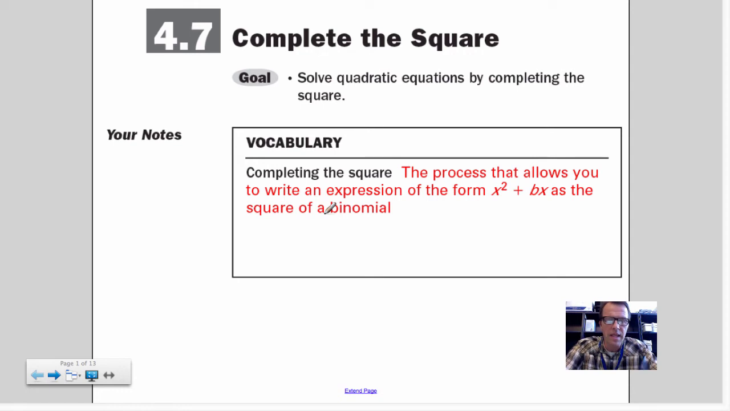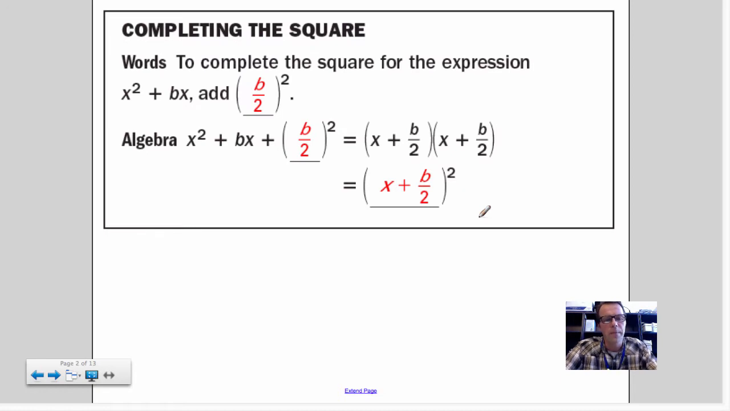It's the process that allows you to write an expression of the form x squared plus bx as a square of a binomial. A square of a binomial would look like x plus 2 quantity squared, for instance. So the formula we're going to use for that is written here. Nice formula. It's a little tricky to sort this out, so maybe we'll go right into an example. But they're saying take the b term, divide that by 2, and square it.